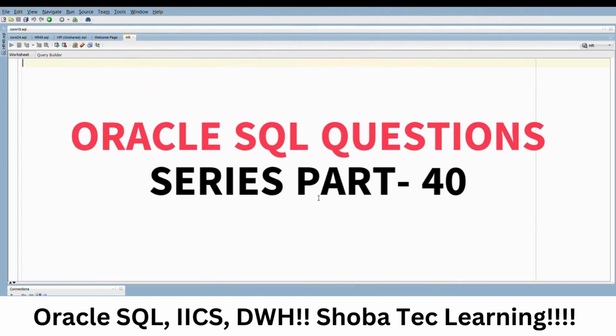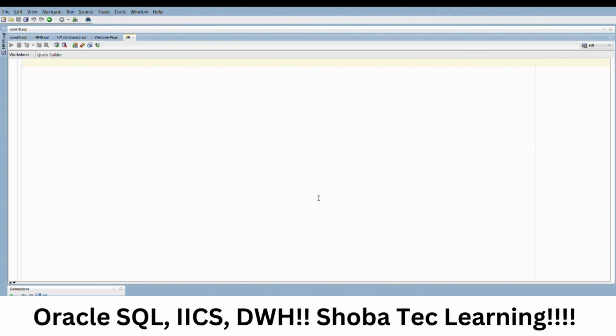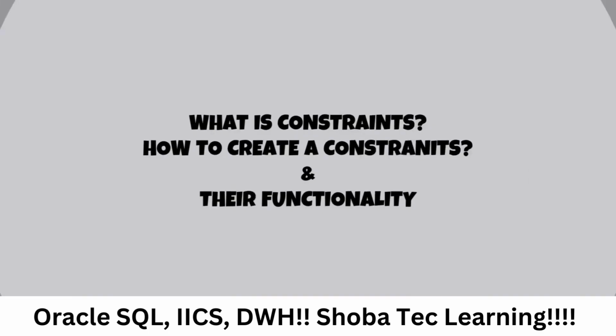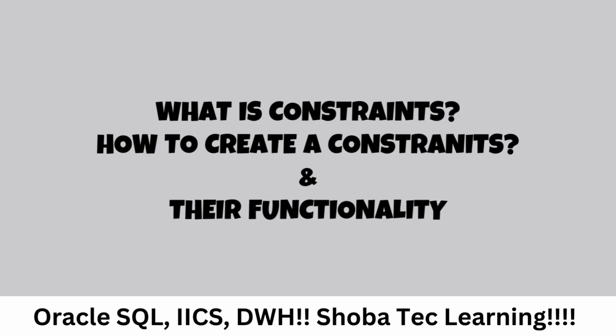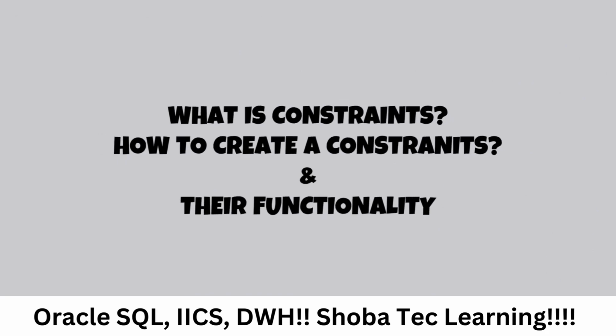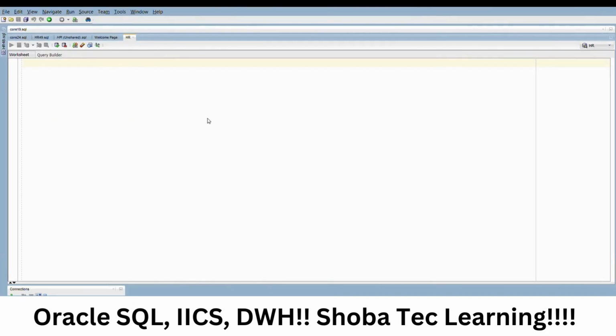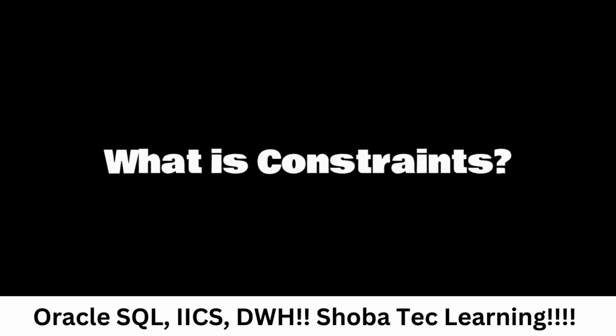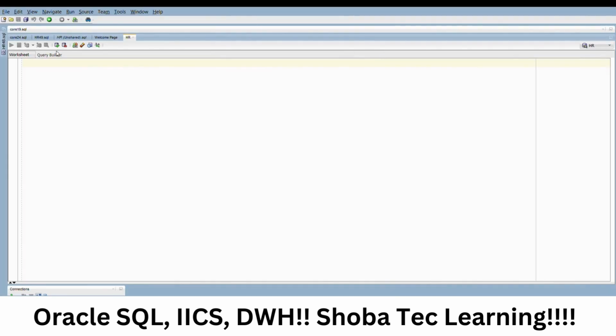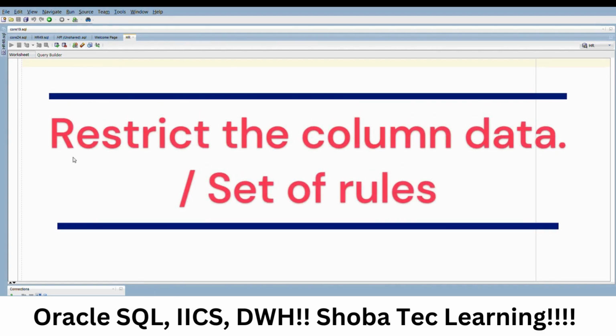Hello everyone. Today in this Oracle SQL series we are going to see what a constraint is and how we can create a table with the help of constraints and their functionalities. First, let's know what constraints are. A constraint is mainly used to restrict the column data, or we can say it defines a set of rules in a table.